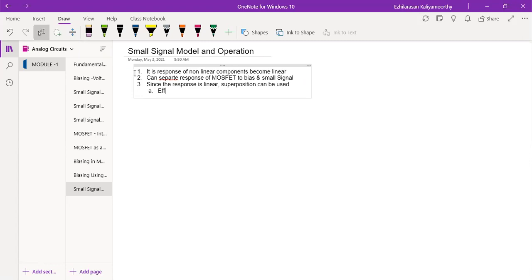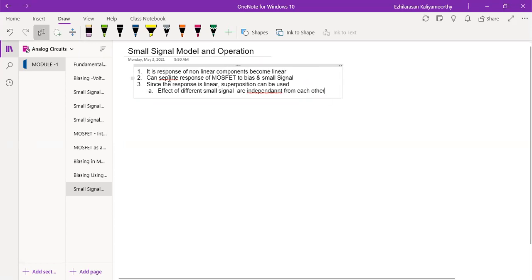So what will happen here is that the effects of different small signals are independent from each other.